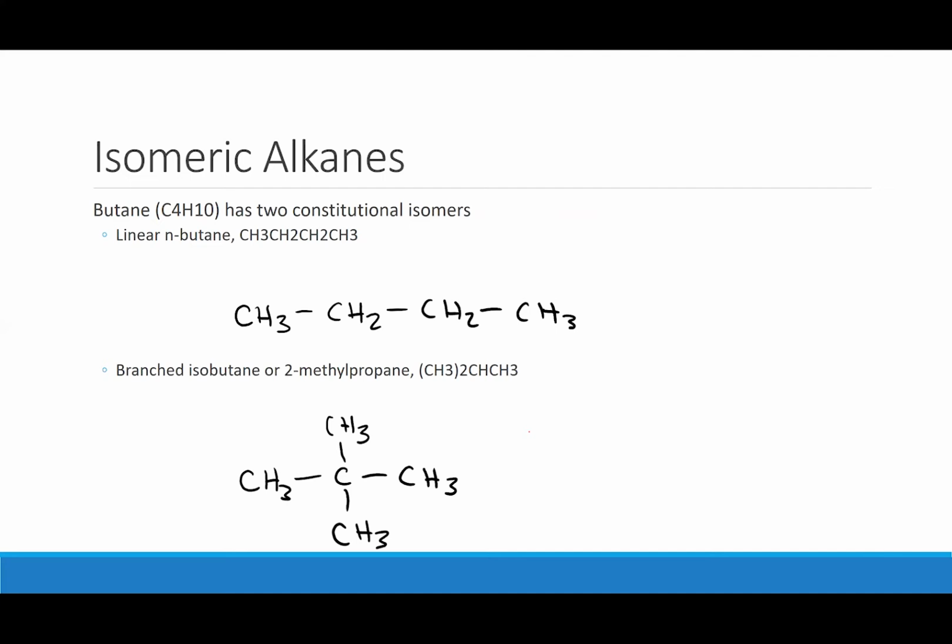Butane is the first case of our alkanes that does have isomers. It has 2 constitutional isomers. There is the linear form. Here I've drawn it in our condensed form, but if I was to draw this in our line bond form, it would look like this.